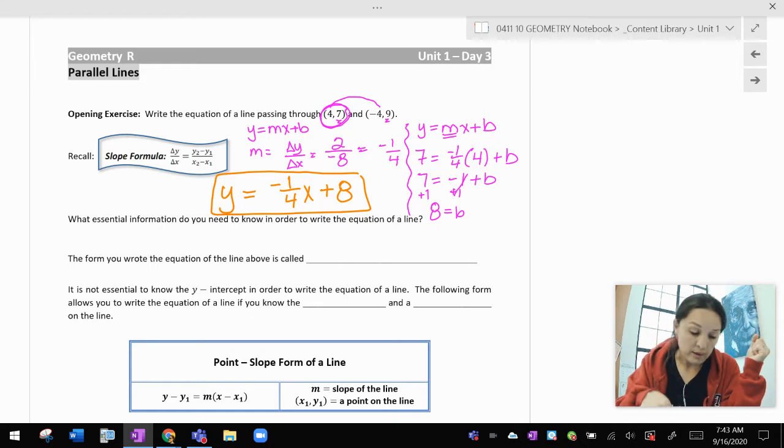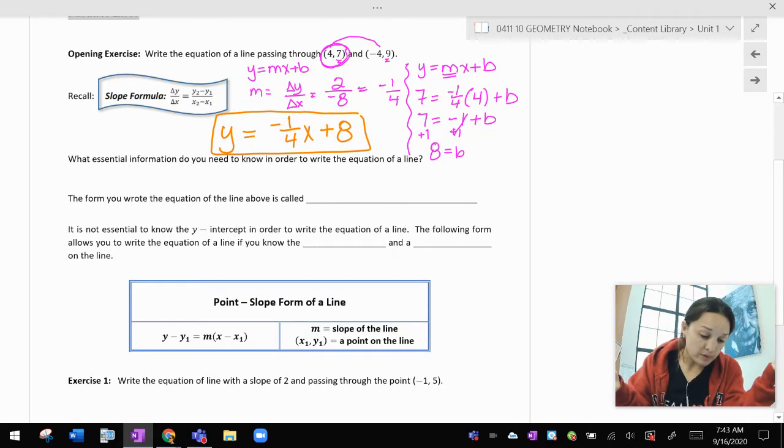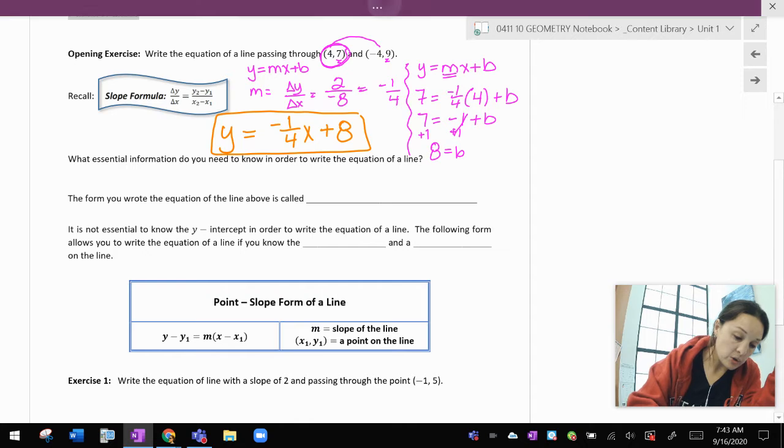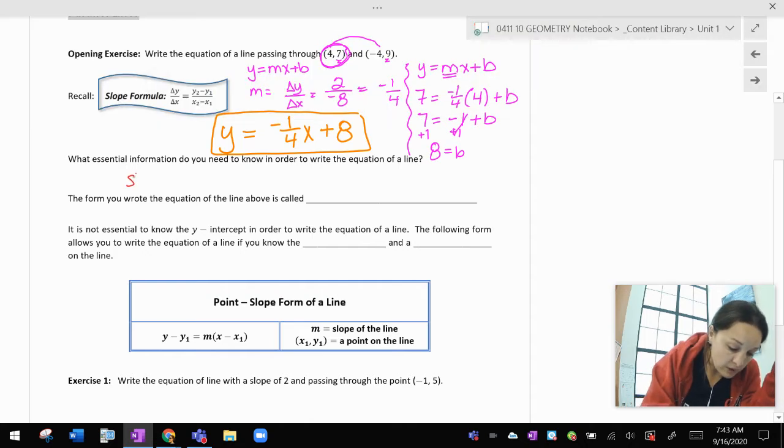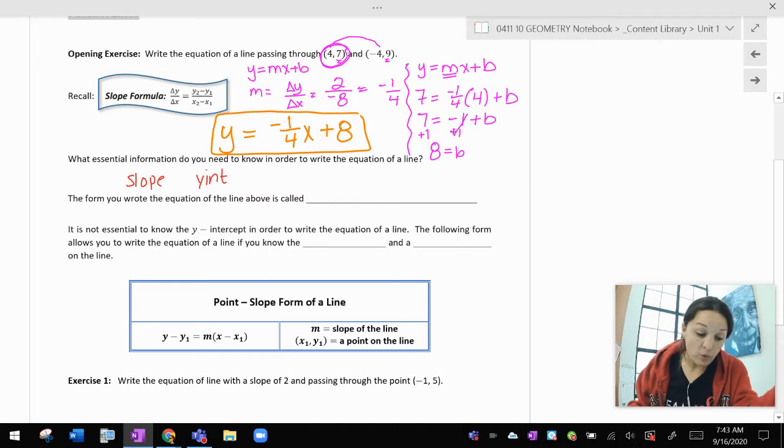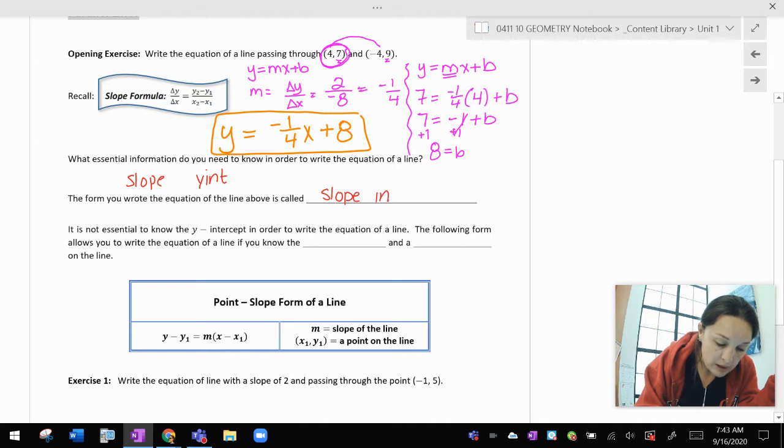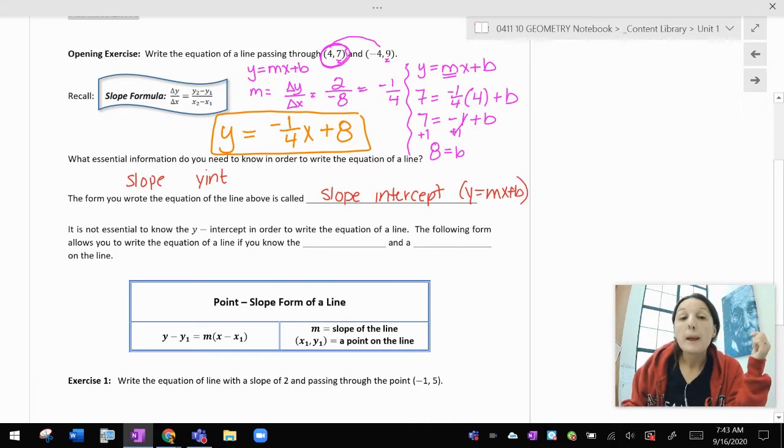There's a better way. So, what essential information did we need to write the equation of a line? Well, before this, we needed the slope and we needed the y-intercept. And the form we wrote above is called, appropriately, the slope-intercept form, which is y = mx + b. But here's the thing, that's kind of like a handcuffing way to do the equation of a line. I need to have the slope and the y-intercept. Can't be any other point. It's got to be the y-intercept.